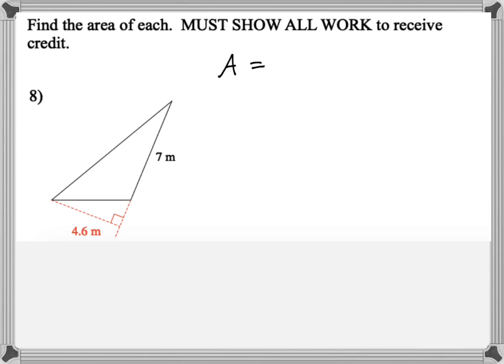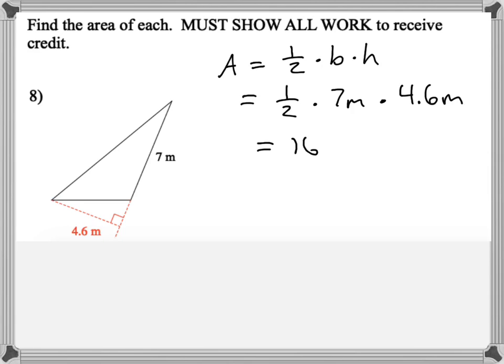So area is equal to 1/2 base times height. So 1/2 times my base of 7 meters times my height of 4.6 meters. Now it's just calculator. Plug in and multiply. Once you multiply them, you end up at 16.1 meters squared. And that is the area of this triangle. Hopefully this video helped explain how to find perimeter and area of triangles.